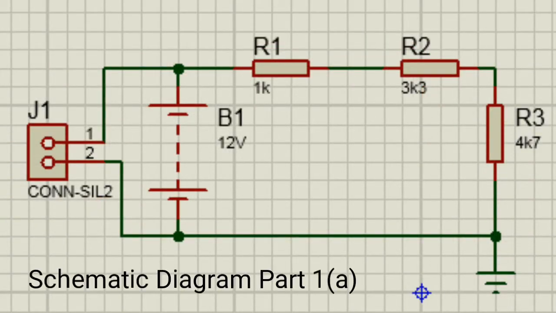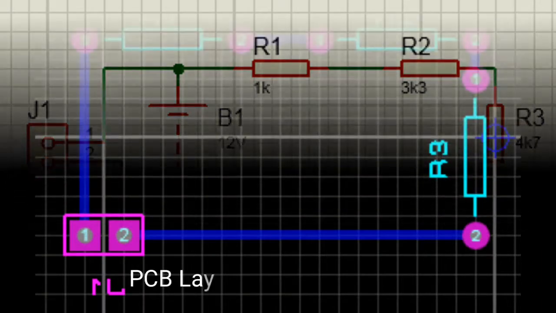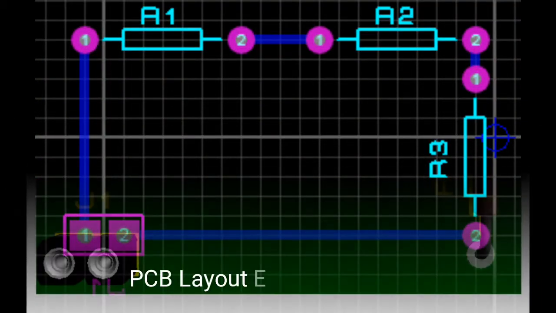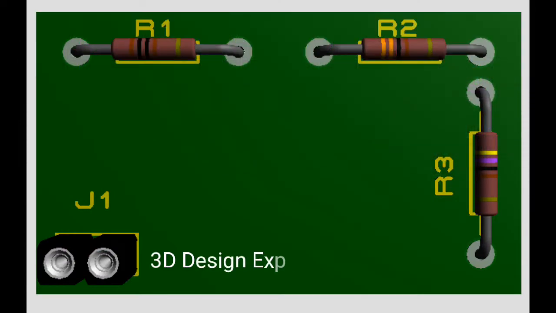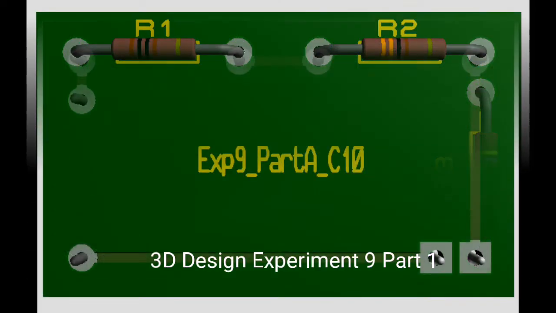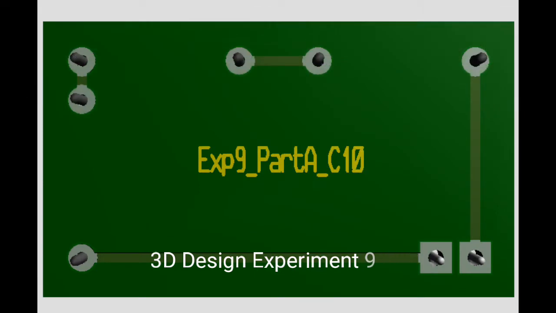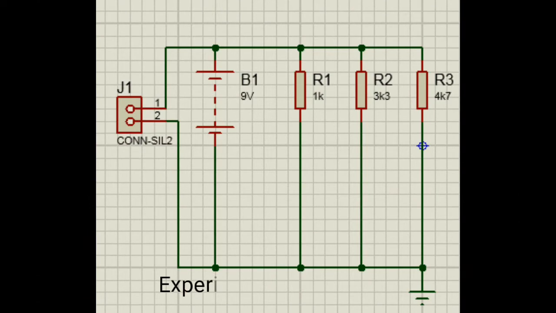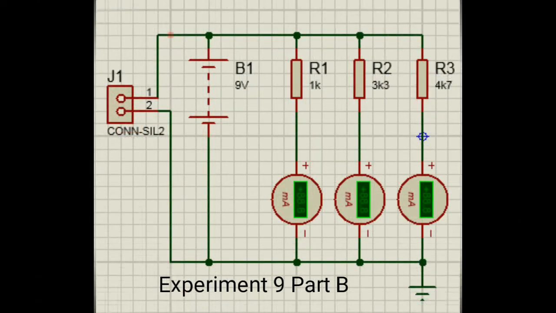By using the Proteus software suite program, we use it to sketch and produce Experiment 9 Part A, the voltage divider rule. The program was used to sketch the schematic diagram and then convert it to PCB layout. Then for Experiment 9 Part B, the current divider rule, we also use the same steps.